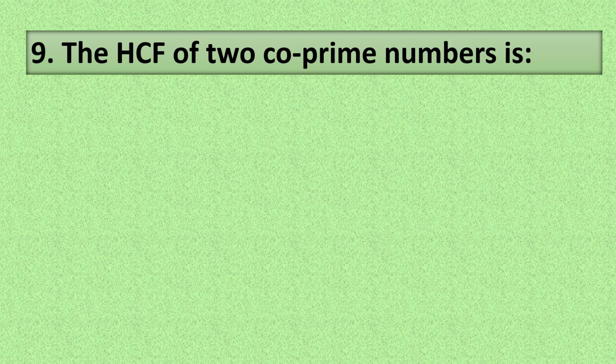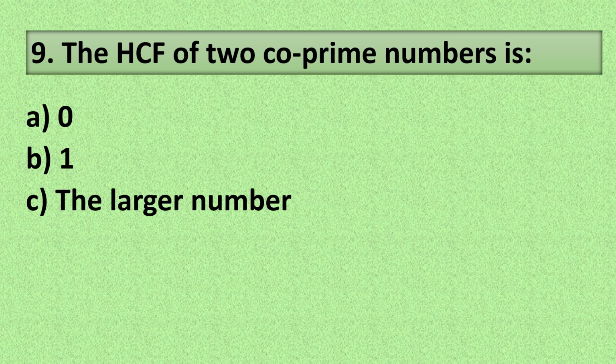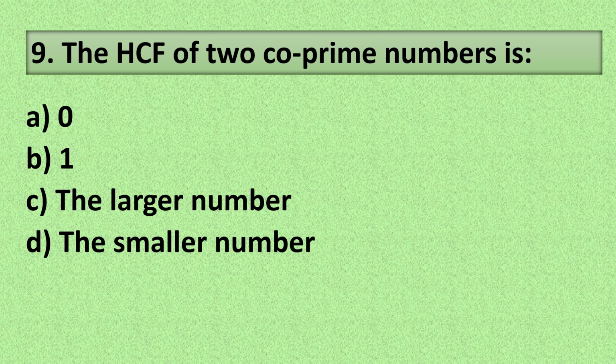Question number 9. The HCF of two co-prime numbers is: options are A) 0, B) 1, C) the integer number, and D) the smaller number. The HCF of co-prime numbers is always B) 1.